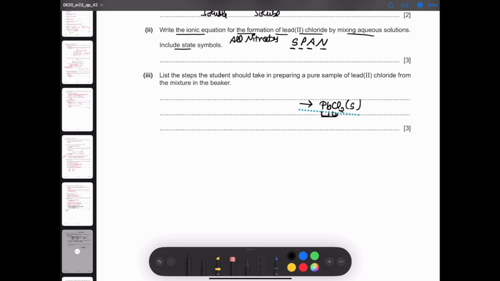Make sense? You have lead chloride. I'm asking you which ions are combining to form lead chloride. So that would be Pb2 plus and Cl negative 1. It should be 2 here. You add this, write aqueous here, write aqueous here. This is your ionic equation. You will get 1 mark for writing the reactants, 1 mark for writing the product, and 1 mark for writing the state symbols. That will be your 3 marks.